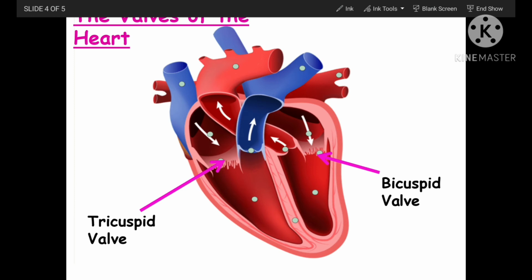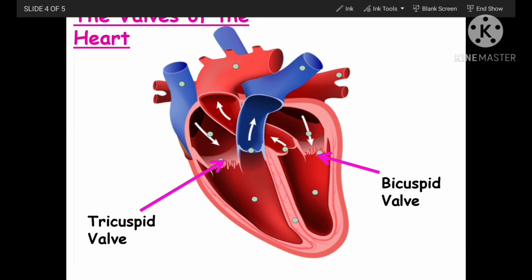On the opposite side, the other valve is called the bicuspid valve. Now, you might also find stuff that says that's called the mitral valve. For other exam boards and other textbooks, you might find that it is also called the mitral valve. Now, the bicuspid valve divides the left atrium and allows blood to flow into the left ventricle.